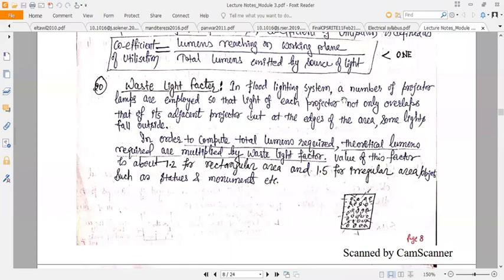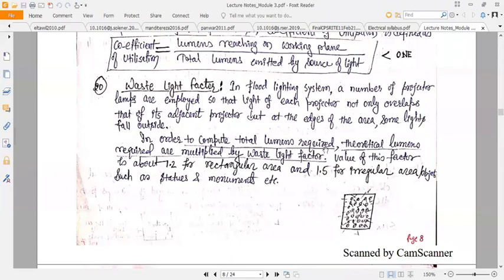In a flood lighting system, a number of projector lamps are employed so that the light of each projector overlaps that of its adjacent projector, but at the edges of the area, some light falls outside. The light emitted at the corners of these small lamps will be absorbed by the surrounding areas. It strikes the metallic parts, gets absorbed and is wasted. That light will not reach our working plane. So there is some wastage of light intensity situated at the corner side of this flood light.